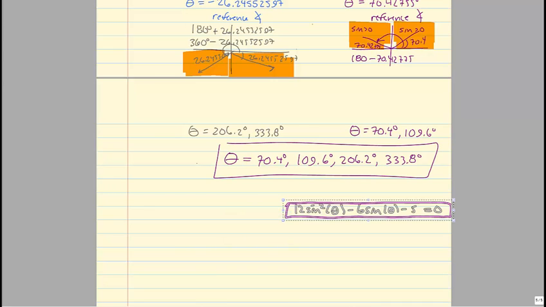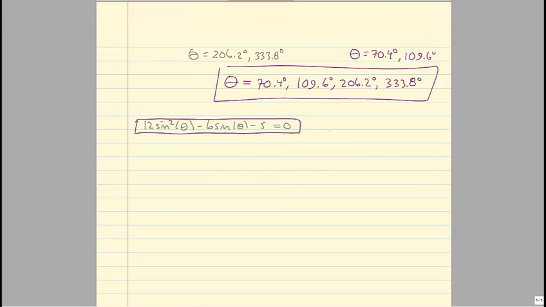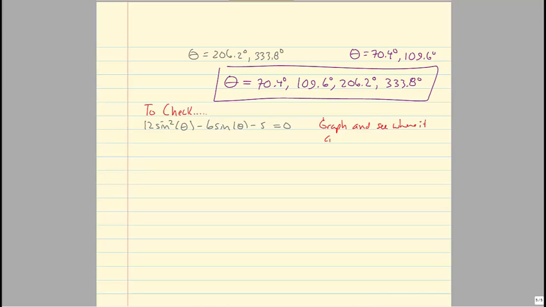So that's the equation we're trying to look at. Now when I graph this, what I want to look for is where it crosses the x-axis. So this is to check. So I'm going to graph and see where it crosses the x-axis. Those are my solutions.